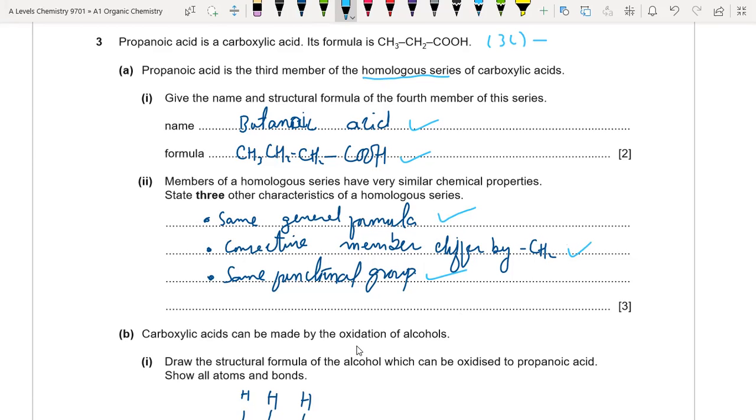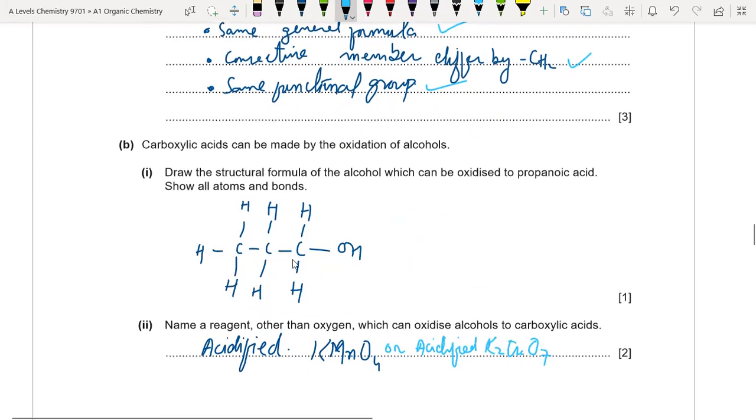Carboxylic acid can be made by the oxidation of alcohol. Which alcohol is oxidized to produce propanoic acid? As propanoic acid contains 3 carbon, the alcohol must contain 3 carbon, that is propanol.